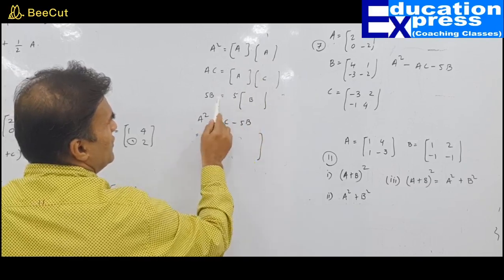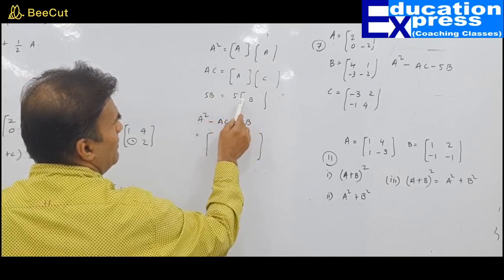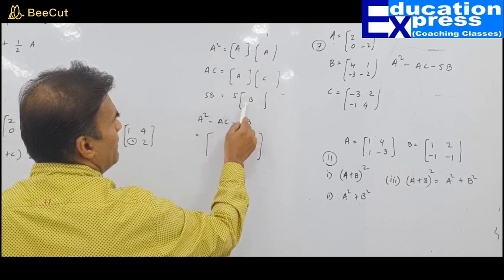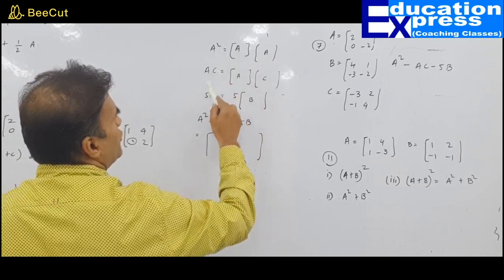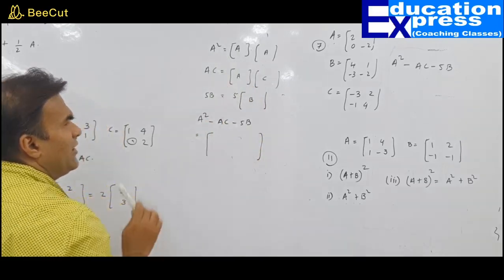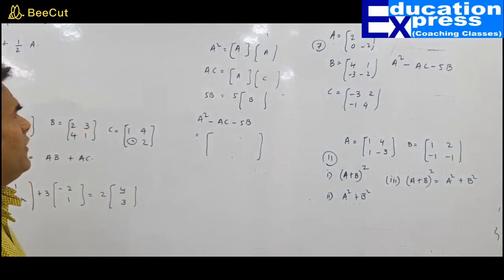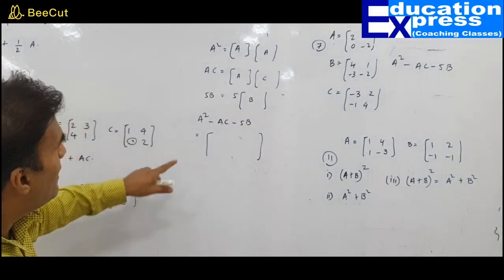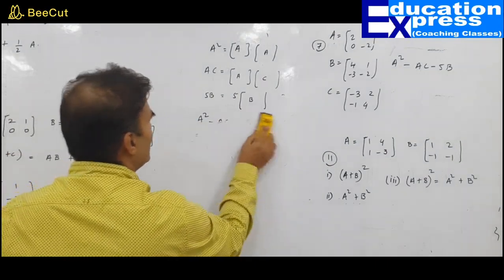Done. This is a multiplication of a constant with the matrix. All elements of B will get multiplied by 5. Since you have values of all these three things, substitute and get the desired result. So we will not be putting our time in this question. Let us move on to the next question.